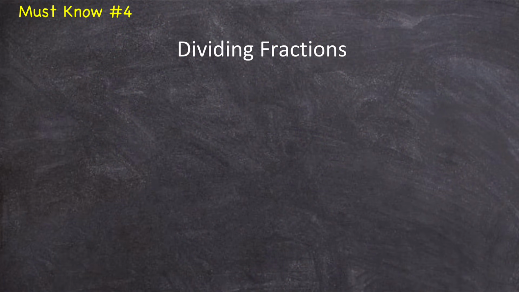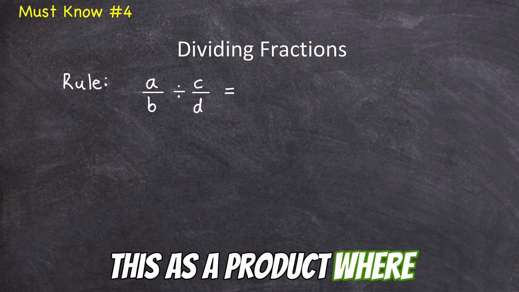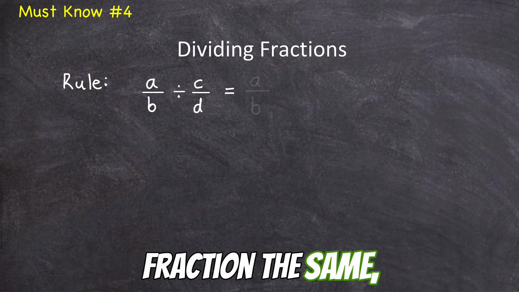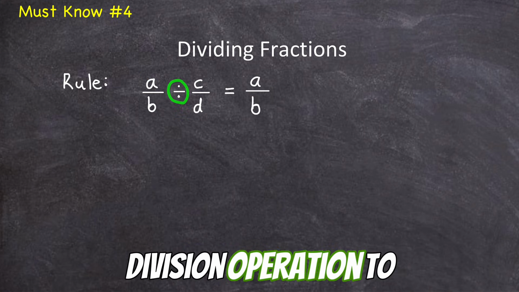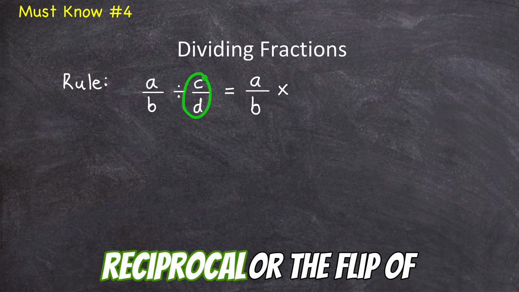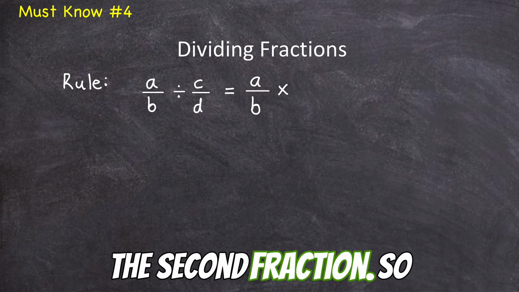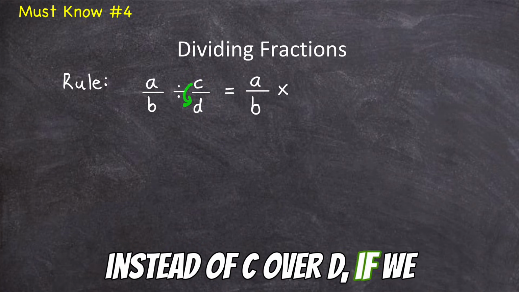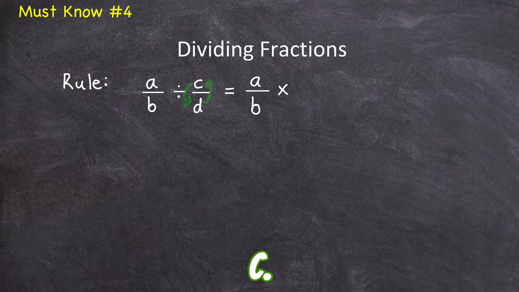Must know number 4, dividing fractions. The rule for dividing fractions is that if you have the fraction a over b being divided by the fraction c over d, we can actually rewrite this as a product where we keep the first fraction the same, but then we change the division operation to multiplication, and we multiply by the reciprocal or the flip of the second fraction. So instead of c over d, if we flip it, it becomes d over c.